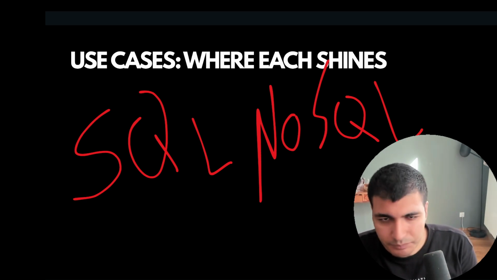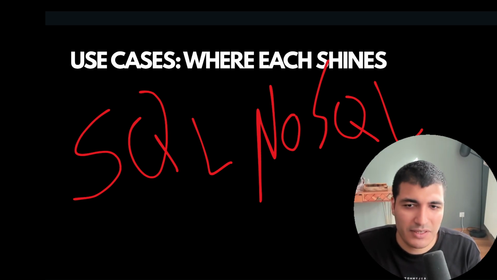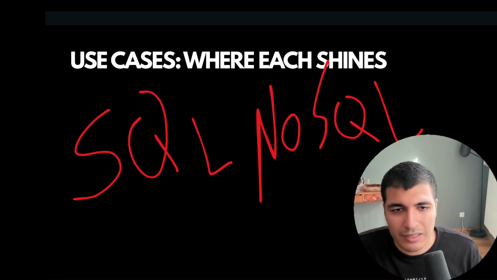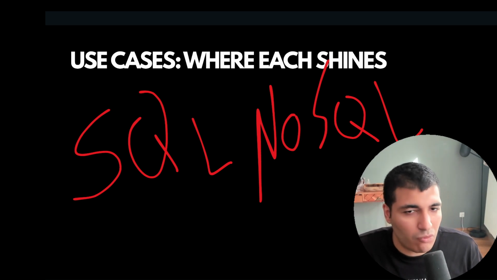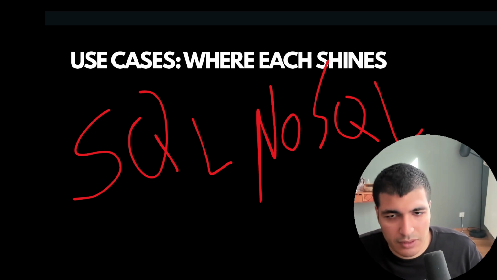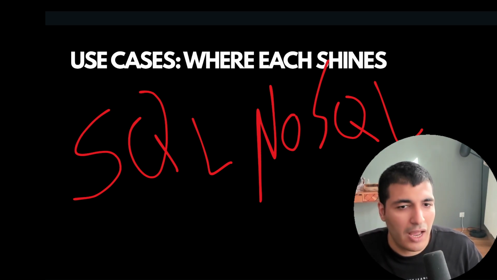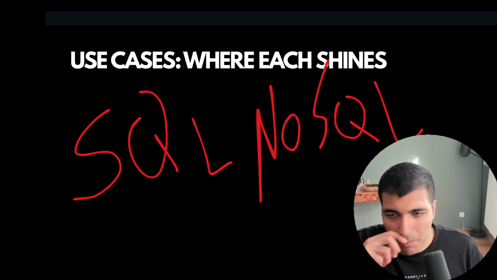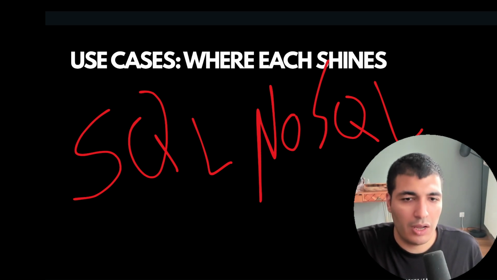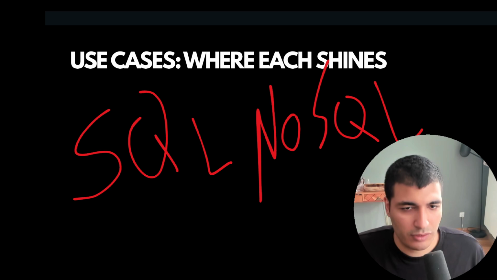So to wrap it up, both SQL and NoSQL databases have their own unique strengths and weaknesses. There is no single better option. The best choice really depends on the specific requirements of your application. If you need structured data, complex relationships, and strong consistency, SQL is likely your answer. But if you need massive scalability, flexibility, and high performance with potentially unstructured data, then NoSQL databases might be the way to go. Yeah, that's it for this video.